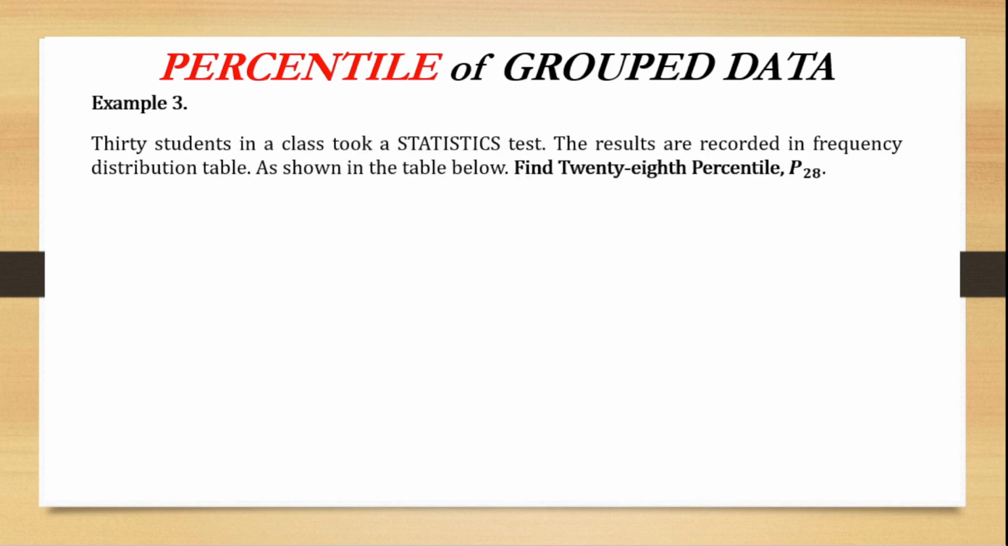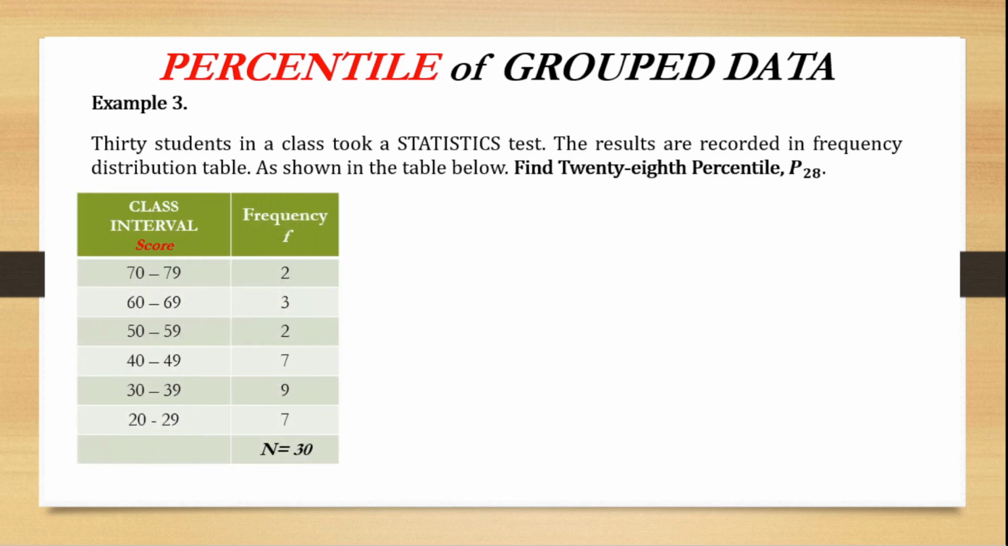Let us have an example. 30 students in the class took a statistics test. The results are recorded in the frequency distribution table as shown in the table below. Find the 28th percentile, or the P sub 28. This is our frequency distribution table, given the class interval and the frequency.